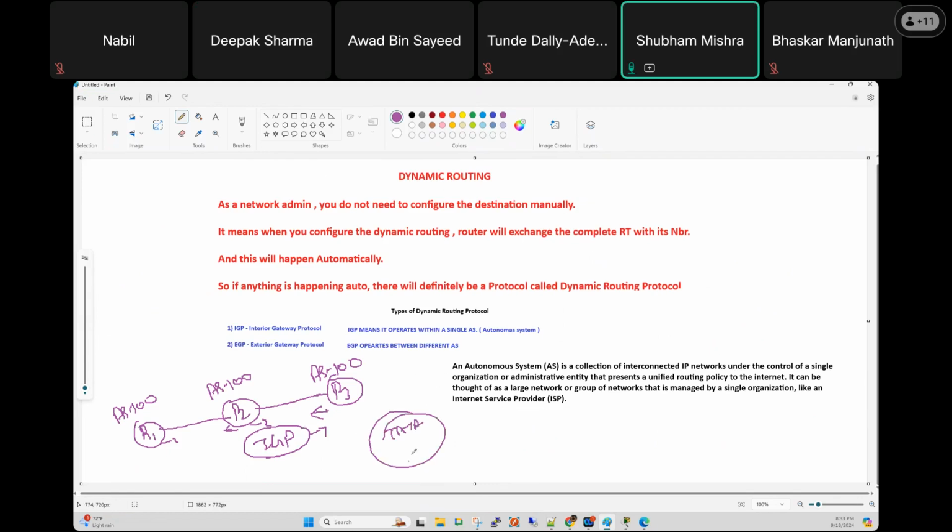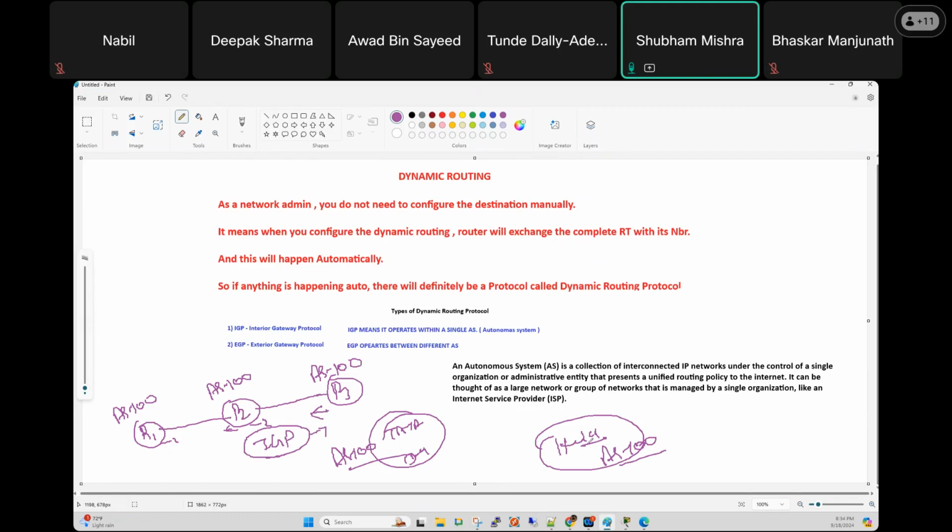One branch is in Delhi. One branch is, let's suppose, in Noida. And here I am using the AS number 100, and here I am using the AS number 100. Are you getting my point? So definitely both companies are the same, right? Everyone, the company is the same, just the site is different.